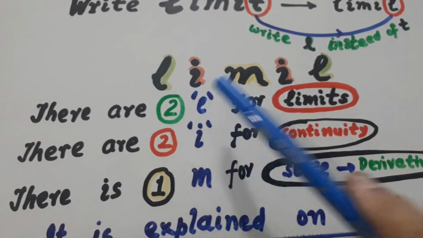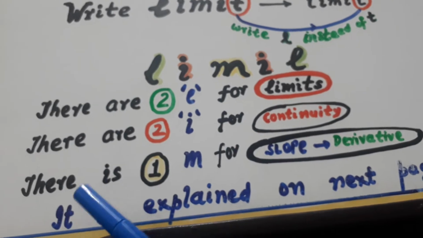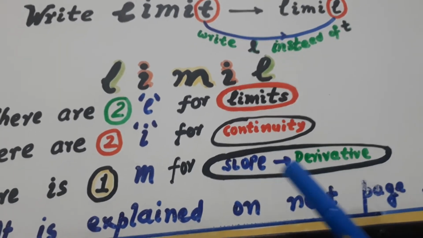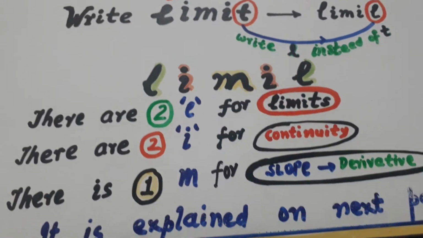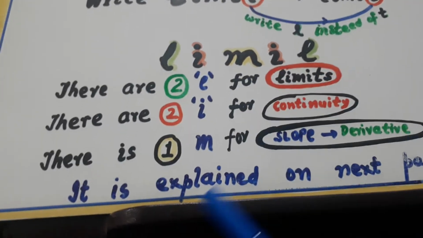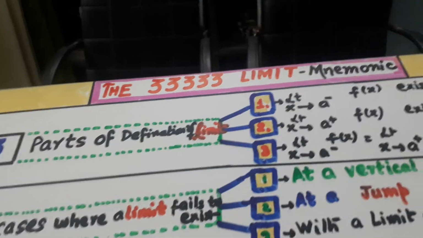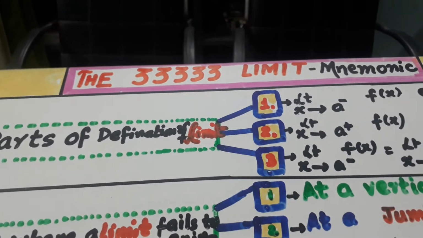So there are 2 things about continuity we have to remember. And there is one M. Derivative means slope, and slope is written with M. So these are 5 things. It is explained on the next page. Now look here. This is the mnemonic: Penta 3, 5 times 3 limit mnemonic.